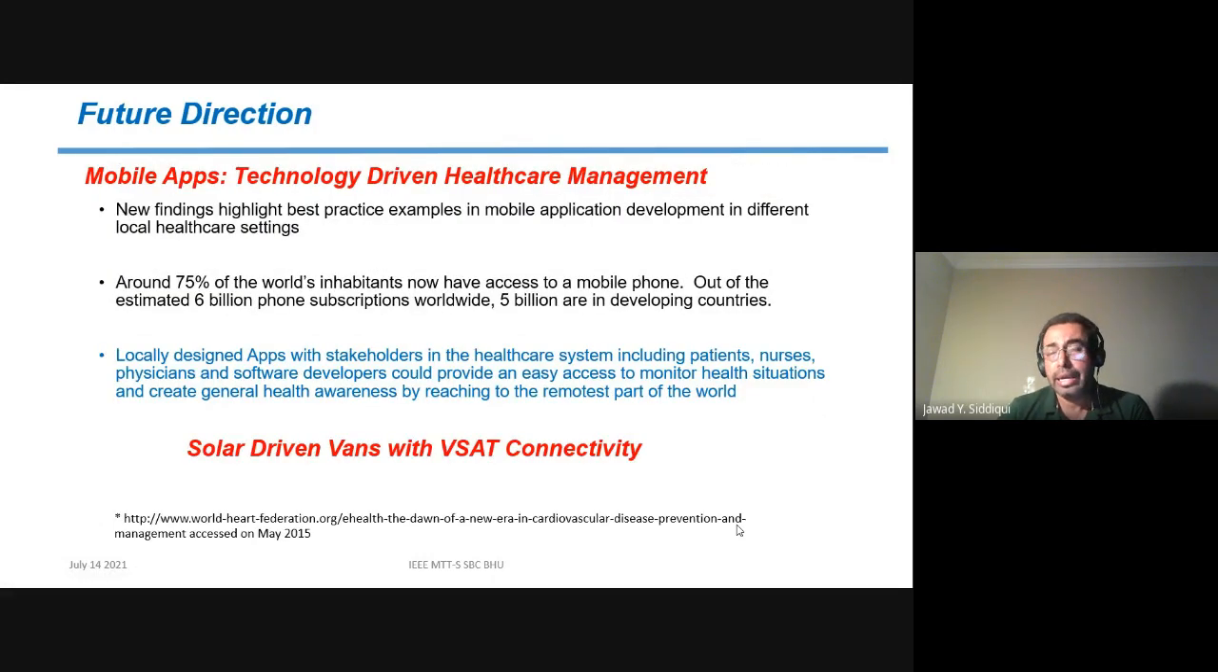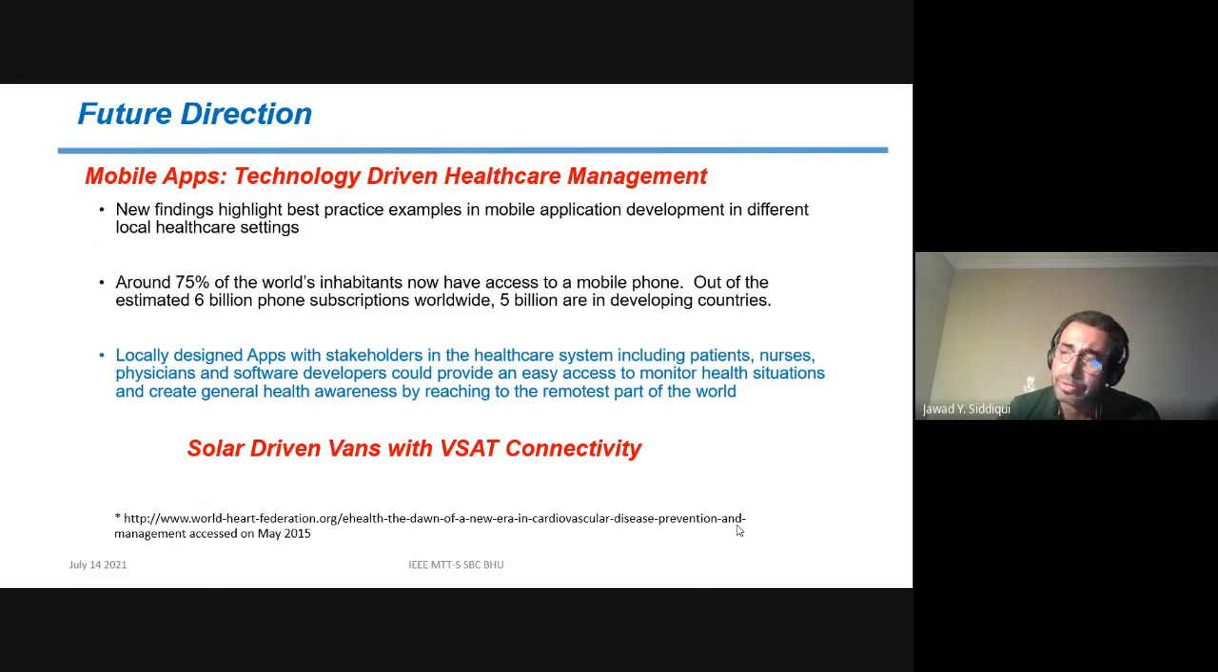Again, this is a very old presentation. It's almost 6 years old. And only then did we think of having mobile apps, which will be a technology-driven healthcare management system, and solar-driven vans with VSAT connectivity.